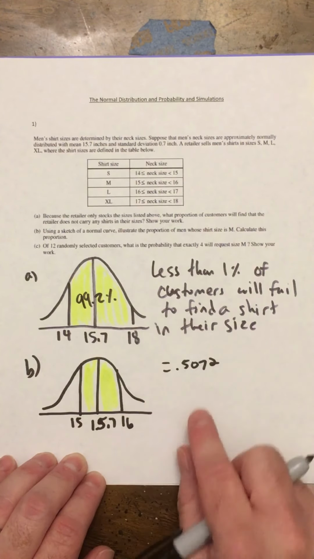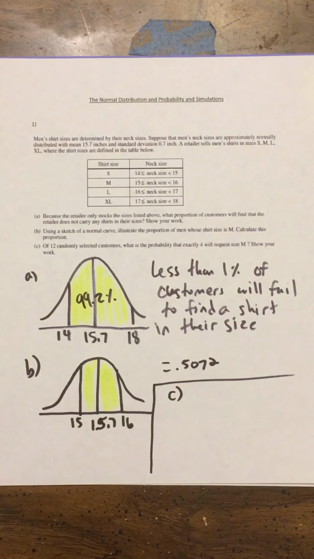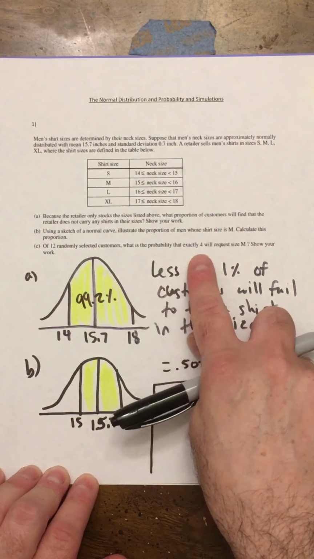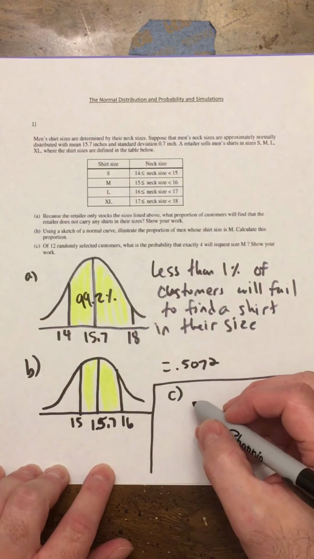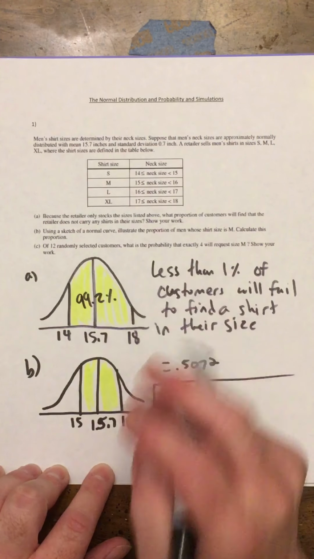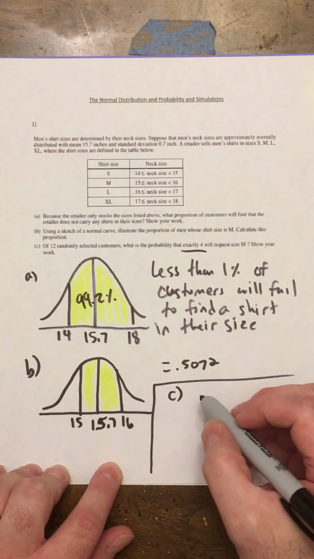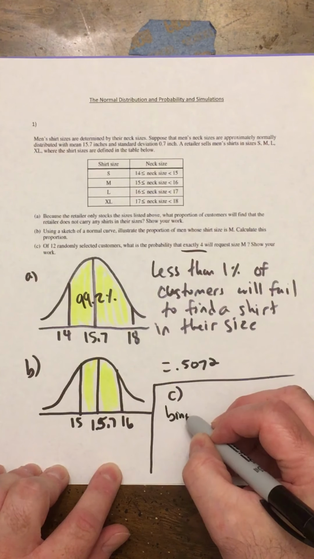And part C, which I'll do over here: of 12 randomly selected customers, what's the probability that exactly 4 will request size M? Show your work. All right, so we need at least 4 that will request this size. So this is going to be a binomial PDF. I'm sorry, at least 4. I'm sorry, that's my mistake. Exactly 4. So this is going to be that binomial distribution.